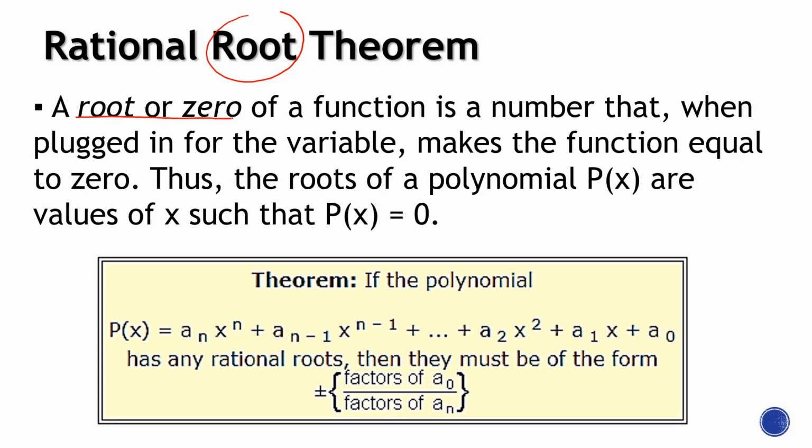to zero. Now, the rational root theorem states that if the polynomial p of x equals a sub n x raised to n, until plus a sub 0, has any rational roots, then they must be in the form of factors of a sub 0, which is our constant, over factors of a sub n, which is the numerical coefficient of the leading term. Now we will take into consideration the sign, so that's going to be positive, negative, those factors of the constant all over the factors of the numerical coefficient of the leading term.